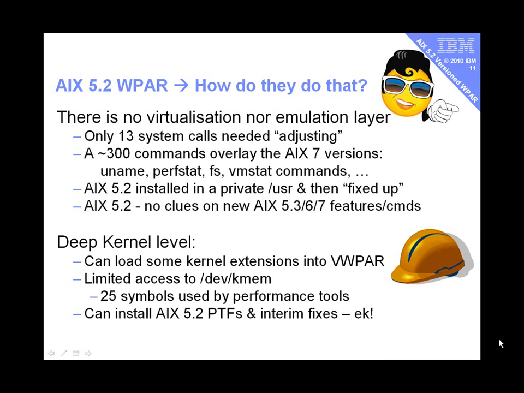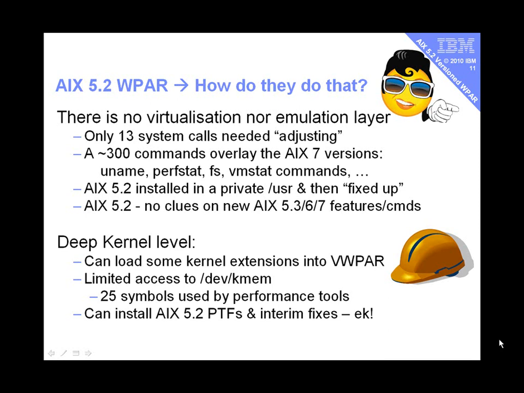Then they compared the system level commands that understand something about the kernel itself, and found that there are roughly 300 commands that would be aware of the fact that the kernel underneath has changed. So they've gone through all of those commands and made special versions of those that will run in this 5.2 environment, but on top of an AIX 7 kernel. These new versions of these commands, when you actually do the install of AIX 5.2, go into this private /usr, and these commands then are overwritten or fixed up as part of the installation.